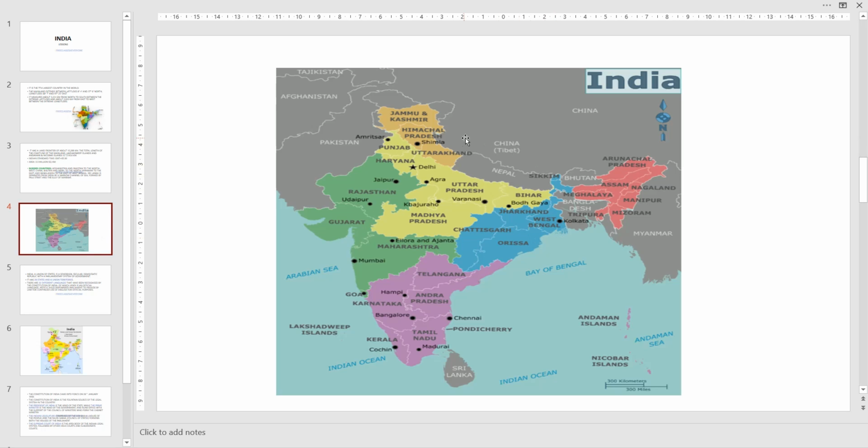Here on the map you can find Nepal, Bhutan and China to the north of India, Afghanistan and Pakistan to the northwest of India, Bangladesh to the east of West Bengal, and Myanmar to the east of India. And here you can see an island nation, Sri Lanka, which is also a neighboring nation. It is separated by the Gulf of Mannar and Palk Strait here.